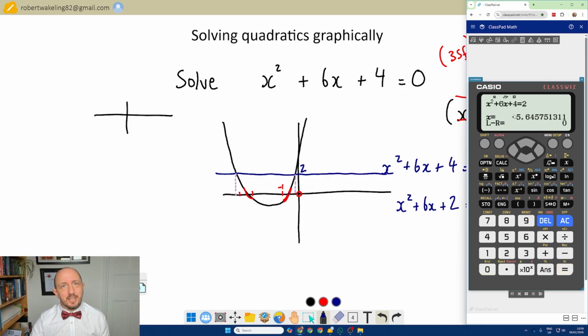If that was a bit quick, I've got videos on my YouTube channel, Bowtie Teacher, to show you how to do this kind of solving on your calculator. It will do all of this for you and help you to check your answers as well.